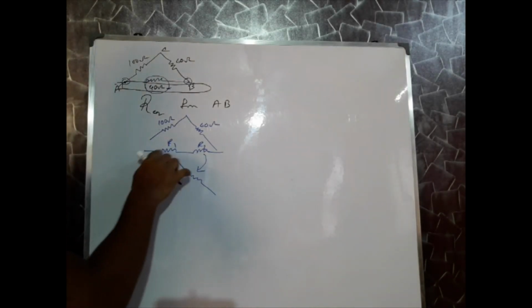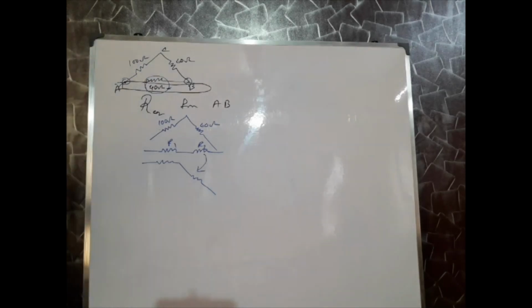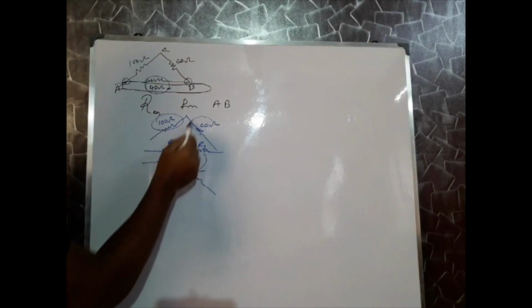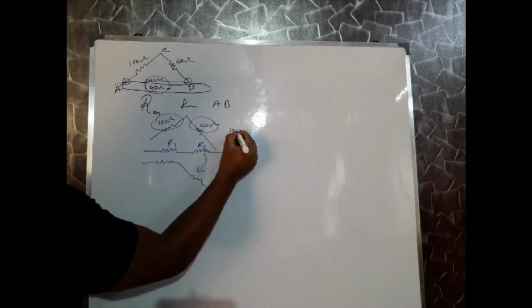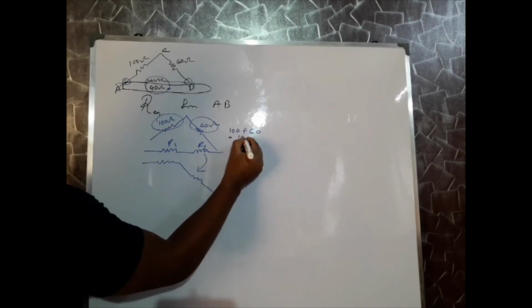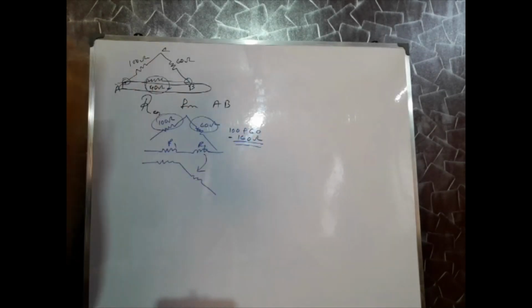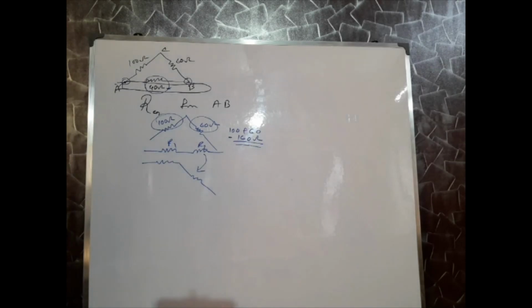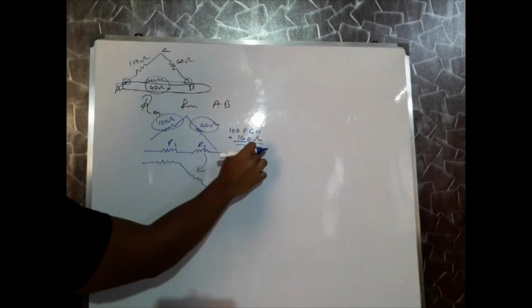So we have to do R1 plus R2 for determining the equivalent resistance here. So 100 plus 60 is equal to 160 ohm. Why do we have to add it, do you understand? Because in a series combination, if you want to determine the equivalent resistance, we have to add the resistors. 100 plus 60 is equal to 160 ohm.